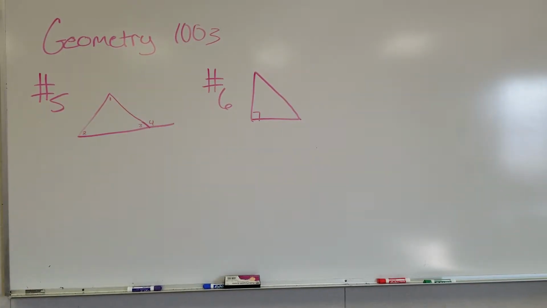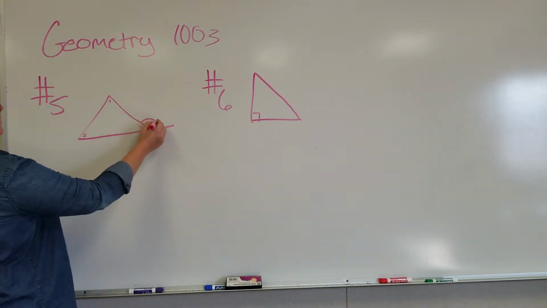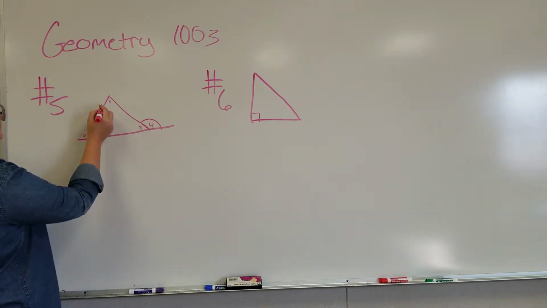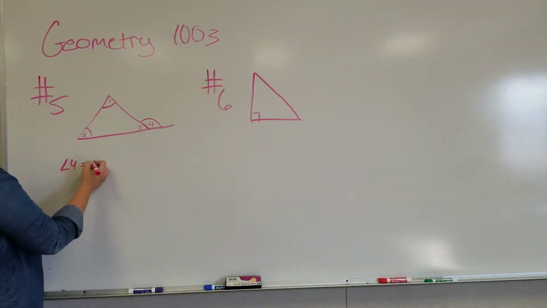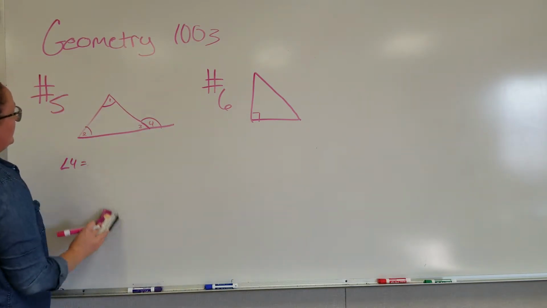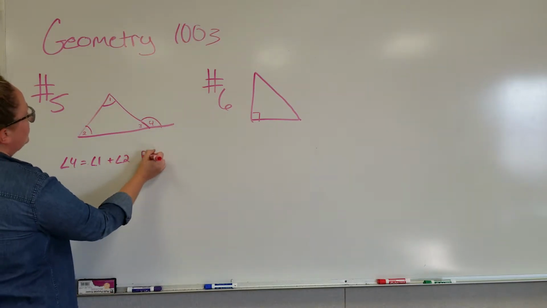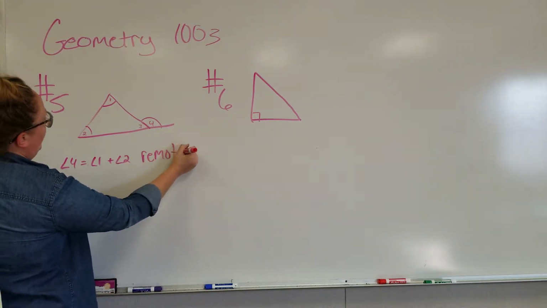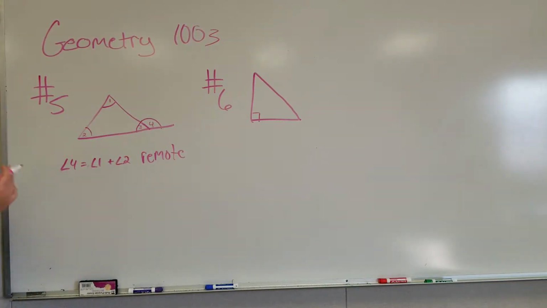All right, problem number 5, they ask, an exterior angle of a triangle equals the sum of the blank interior angles. So this is one of your theorems: this angle is equal to the sum of the remote interior angles. So in this case, angle 4 is going to be equal to angle 1 plus angle 2. So it's called the remote interior angles, or the 2 angles that are not connected to the exterior angle.